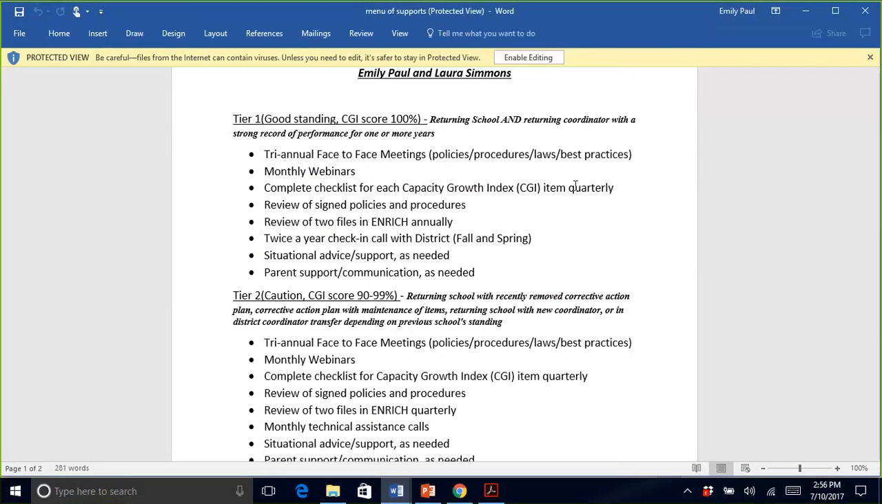You're going to review the signed policies and procedures. We're going to review 2 files and enrich annually. Twice a year, we're going to have a check-in call just to make sure that everything's going great. You'll have situational advice as always. So if something's blowing up, just give us a call just like you do now. And then parent support communication is needed. So we have parent calls. We'll take those and deal with them as they come.